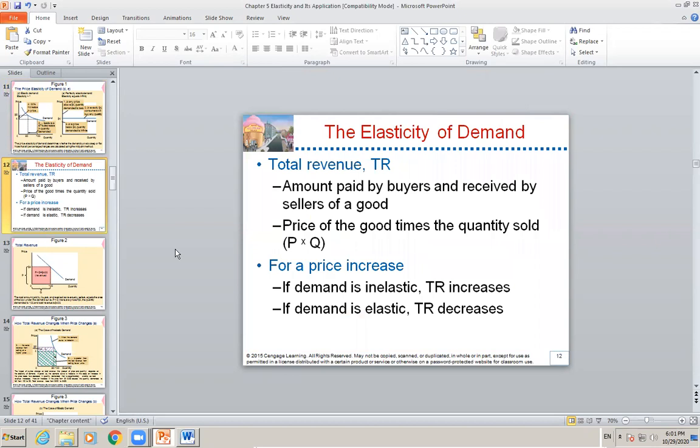Total revenue is the amount paid by the buyers and received by the seller of the good. So it is the price of the good times the quantity sold. For a price increase, if demand is inelastic, total revenue increases. If demand is elastic, total revenue decreases.